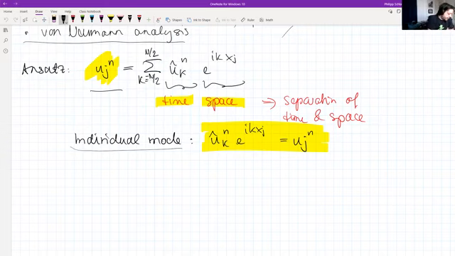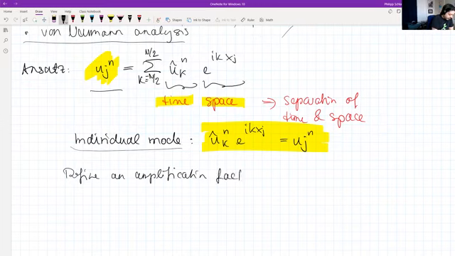Now the idea is, now we have this individual mode, and now we just need to essentially go back to what we mean with stability. So we can now define an amplification factor, which is very similar to the one that we introduced for the ODE, just with the difference that we say that it's the relation between two Fourier modes, u hat k at n plus 1 divided by u hat k at n. So essentially the amplification of one Fourier mode from time step n to n plus 1.